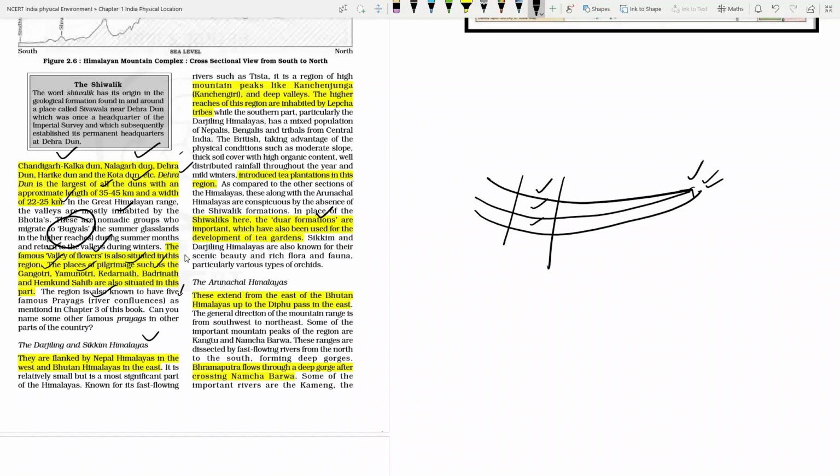Britishers introduced tea plantation. Also, we have Darjeeling and Sikkim as hill stations, because the chances of infection in those areas were quite less. Kanchenjunga, the 3rd tallest peak of the Himalayas, is also present here. Here Lepcha tribes are present. Means you can see the Lepcha tribes, and many tribes are also available there, those who belong to those areas only.